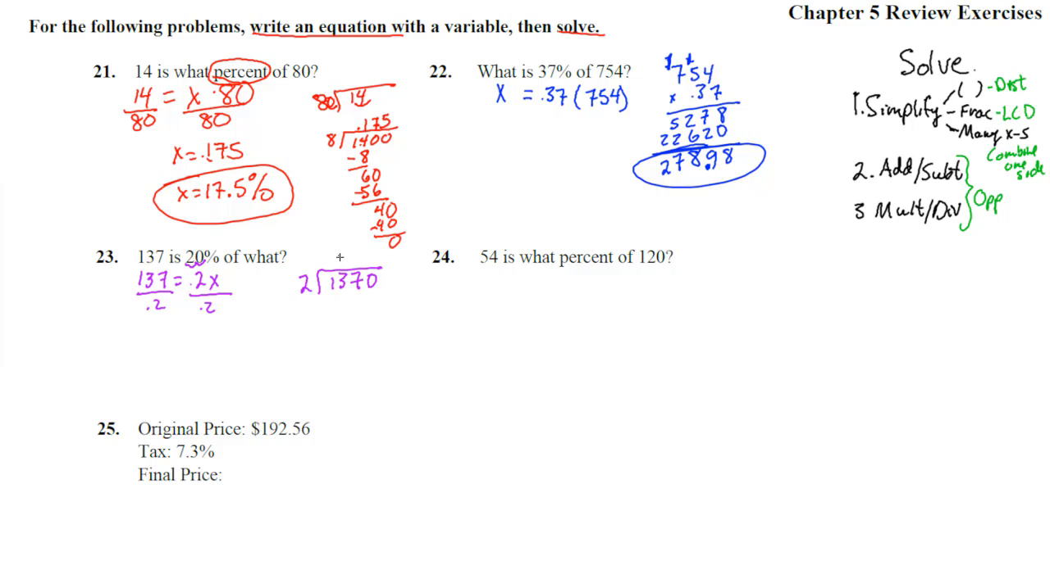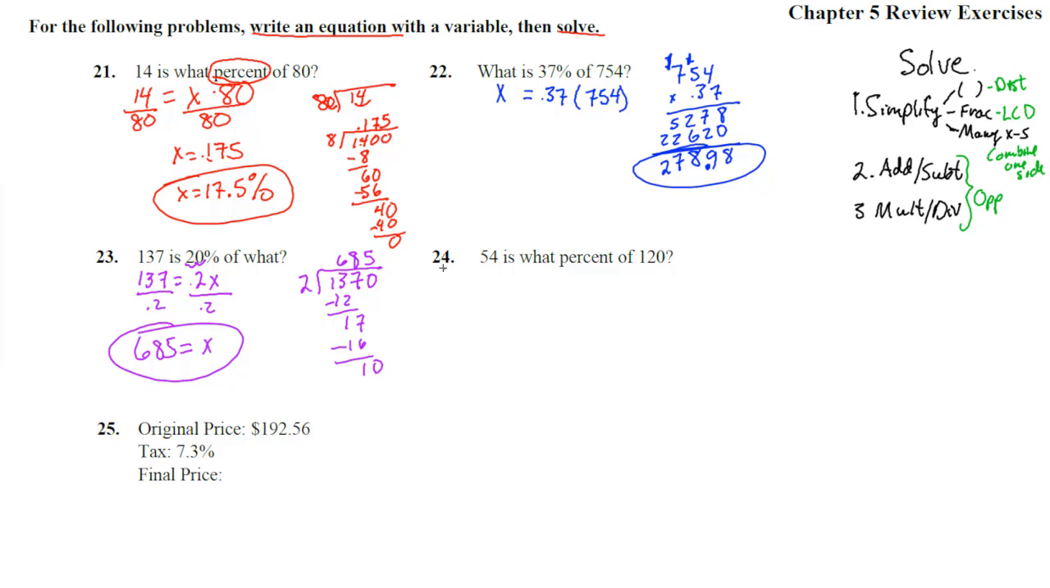So 2 goes into 13 6 times. 6 times 2 is 12. Subtract, and we get 1. Drop down the 7. 2 goes into 17 8 times. 8 times 2 is 16. Subtract, we get a 1. Drop down a 0. 2 goes into 10 5 times evenly. So the answer is x is 685. And we're good to go.